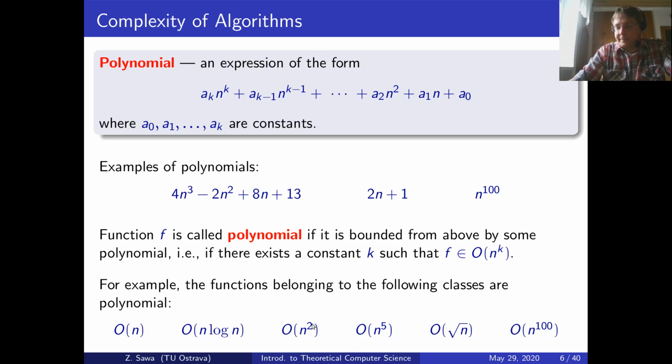Of course, when we have some constant like 2, 5. Also, square root of n is a polynomial, because it's the same as n to 1/2, and of course something like n to 100. So this is what formally we mean when we talk about the asymptotic complexity of some algorithm, and say it's polynomial: that it's bounded by some function of the form n to k, where k is a constant.